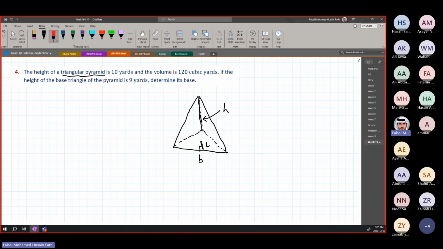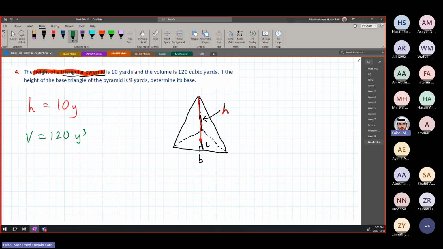Let's change the color so you don't get confused. This height up to the center, okay? It's not the dotted line, it's this height up to the center of the pyramid. That is your H. This is your height of the triangular pyramid, okay? So this H is equal to 10 yards. And the volume is 100. So they gave us the total volume already, which is 120 cubic yards, which is yard cubed, okay?